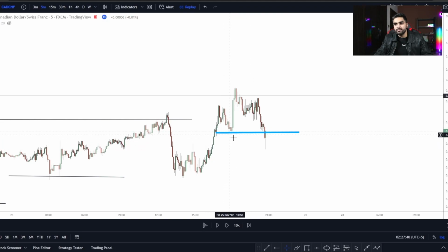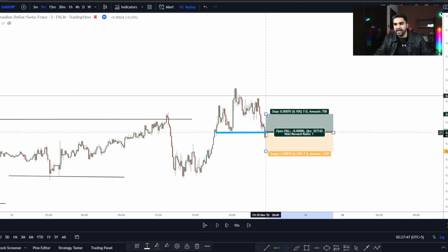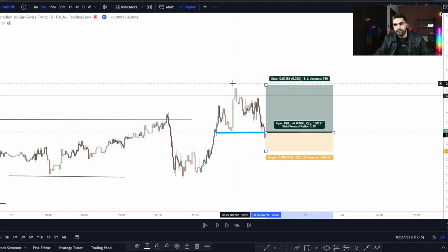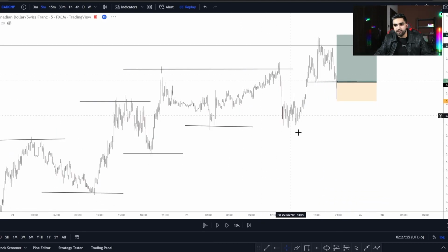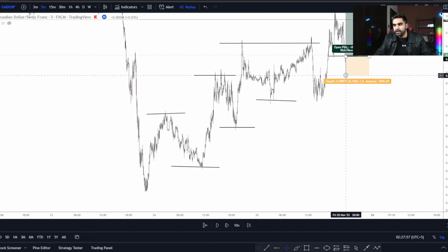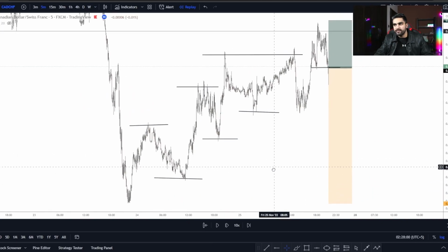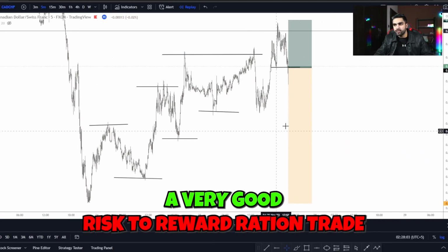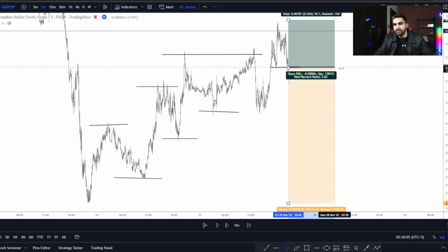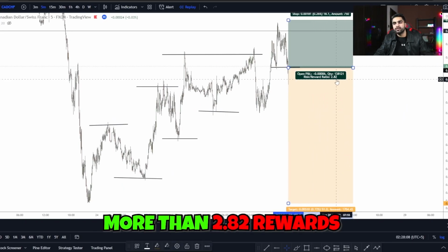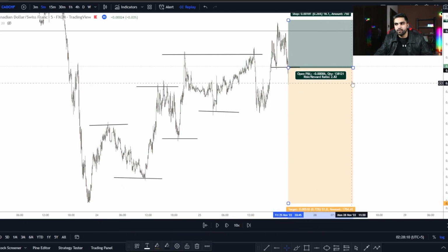You can see that the market just broke this level. We are retesting it. So anywhere you place your trade right at the moment when we broke the previous support level, put your stops above these rejections and place your target at this lower low area on the 1 hour time frame, is definitely a very good risk to reward ratio trade, and you will be able to make more than 2.82 rewards from this trade if it goes in your favor.